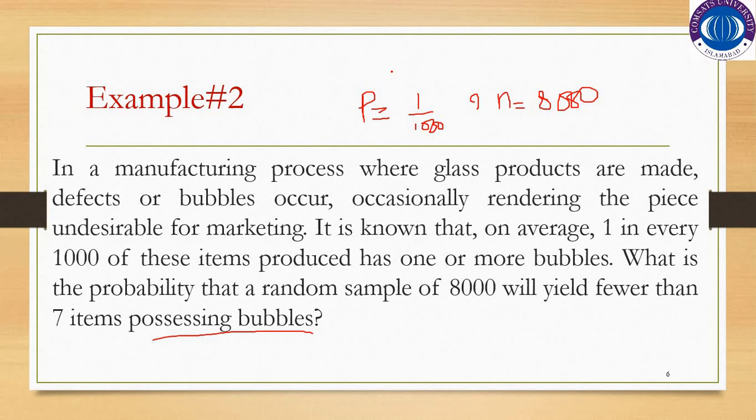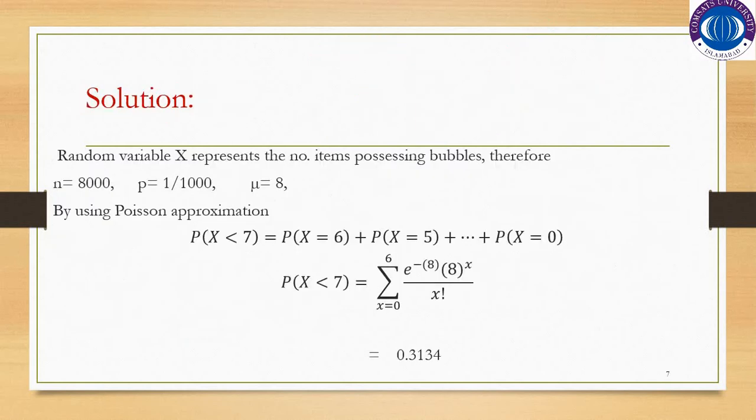So this scenario is following binomial distribution, but the probability of success p is very small and the number of trials is very large. So we can approximate this binomial distribution to the Poisson distribution with parameter mu, which is n into p, which is 8,000 divided by 1,000.